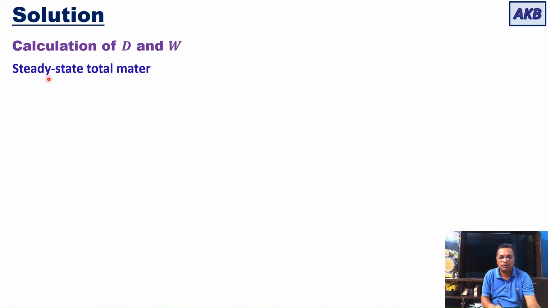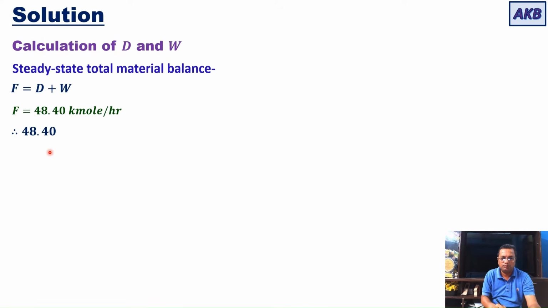For that we are going to use the steady state total material balance, which is given as F is equal to D plus W. Now F is known to us. F is 48.40 kilomole per hour. We don't know what D is and we also don't know what W is. So I will simply write the equation as 48.40 is equal to D plus W, and I am going to call it equation number 1.